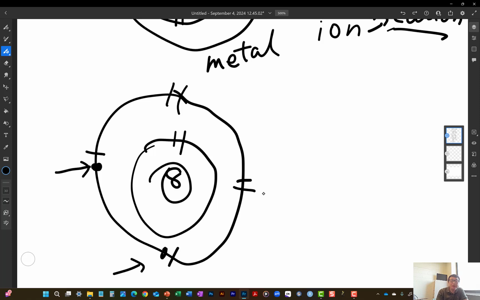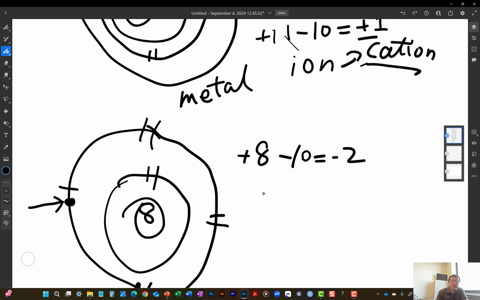And now you see it has positive 8 electric charge in the nucleus and negative 10 in the electrons. Eventually it becomes a negative charge of negative 2. In this case, the oxygen is now carrying a negative 2 charge. Actually, this is not a good example because oxygen rarely becomes this. Oxygen normally forms covalent bonds with another one. Let's use another one.